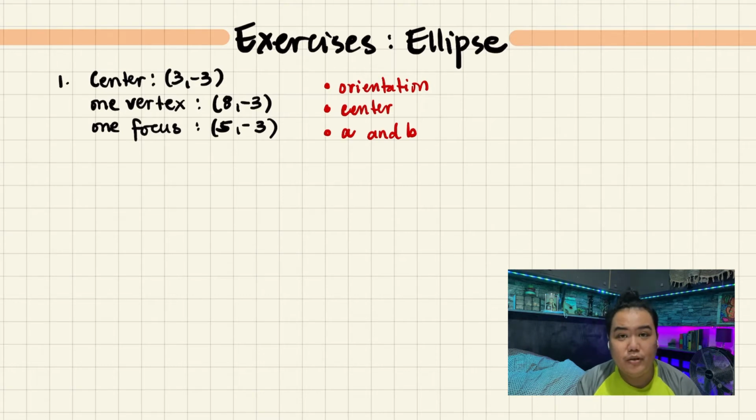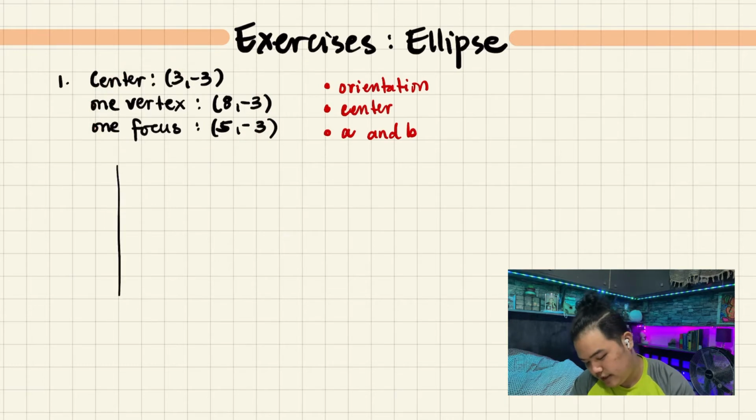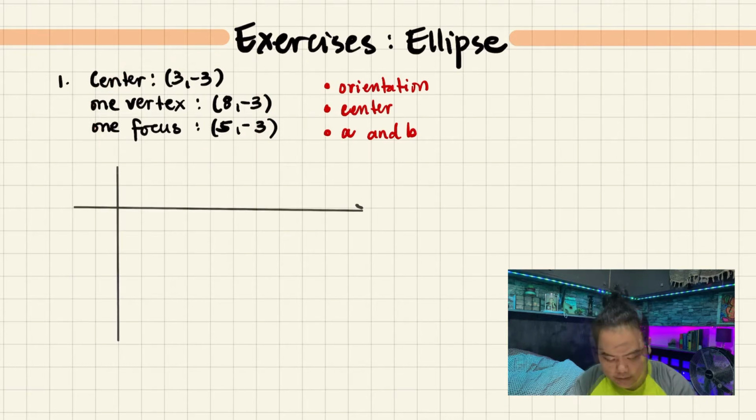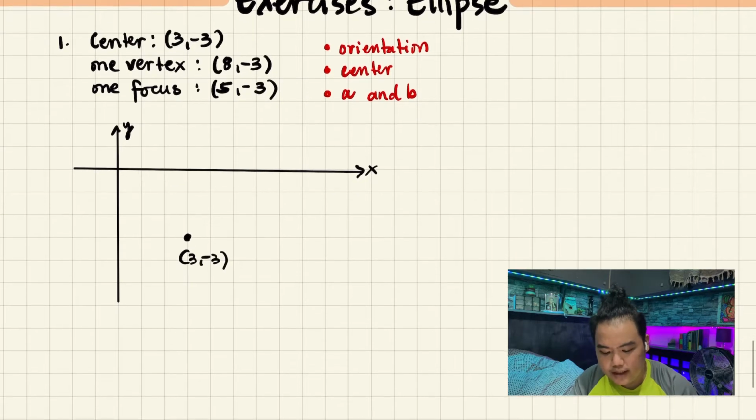At para ma-figure out ko yung orientation ng ellipse, dinodrawing ko yung mga points. Yung points lang, not necessarily the whole ellipse. So, yung point natin na center is at 3, negative 3. 1, 2, 3, 1, 2, 3. So, andito center natin. While one vertex is at 8, negative 3. So, 1, 2, 3, 4, 5, 6, 7, 8. Tapos, negative 3.